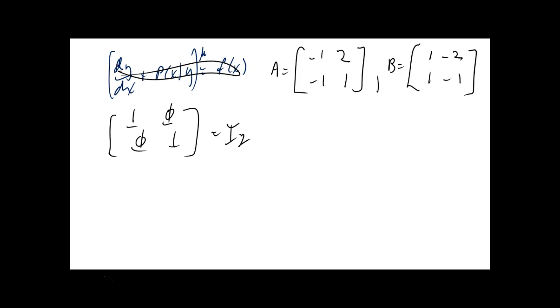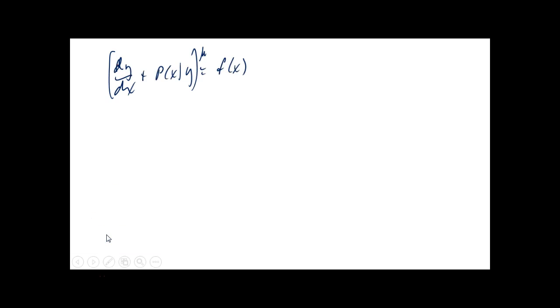Now, let's do a different one. We'll see if your rule works. Here's A: 1, -1, 4, -3. Find the inverse of that matrix.